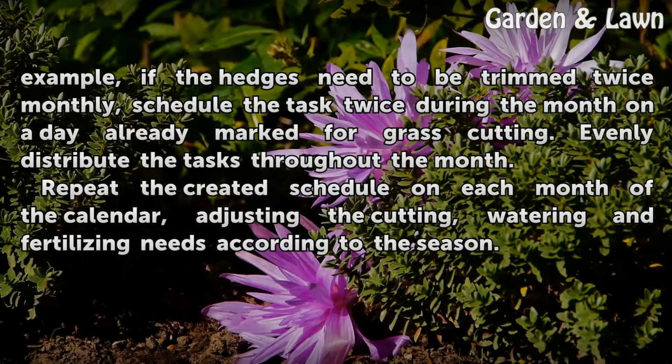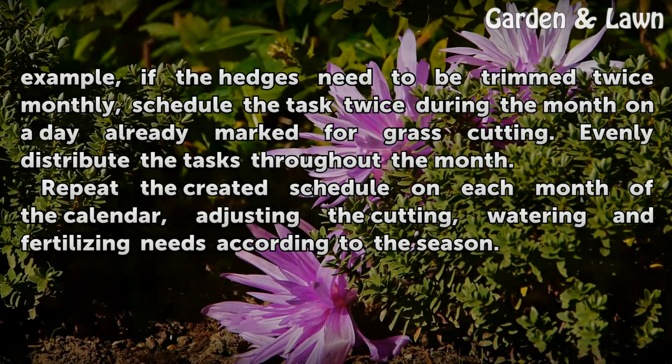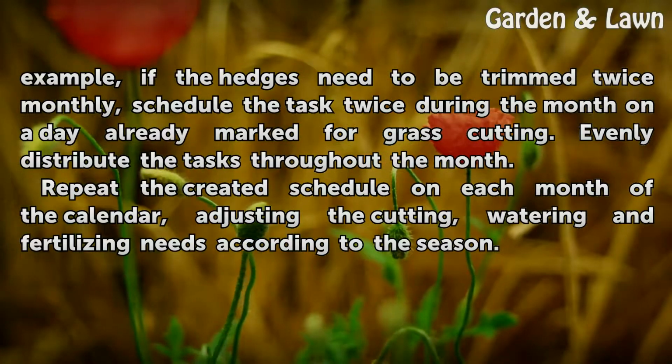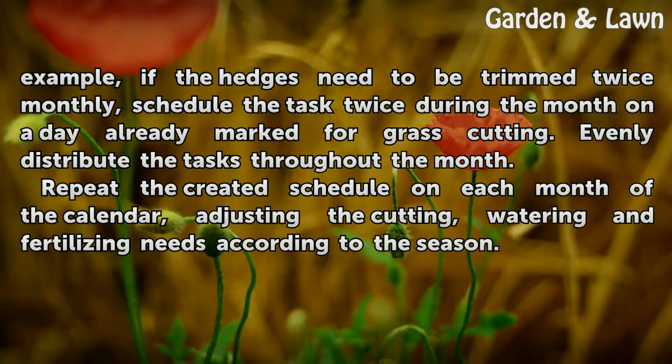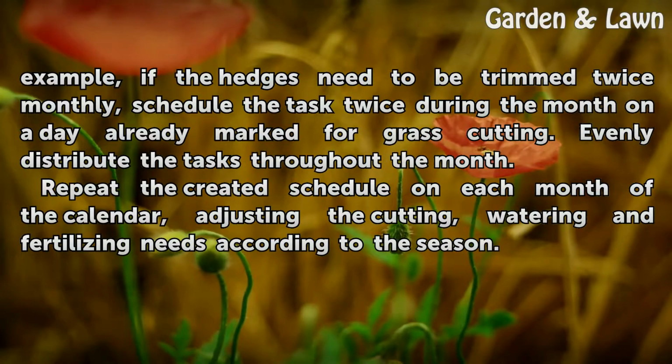For example, if the hedges need to be trimmed twice monthly, schedule the task twice during the month on a day already marked for grass cutting. Evenly distribute the tasks throughout the month. Repeat the created schedule on each month of the calendar, adjusting the cutting, watering and fertilizing needs according to the season.